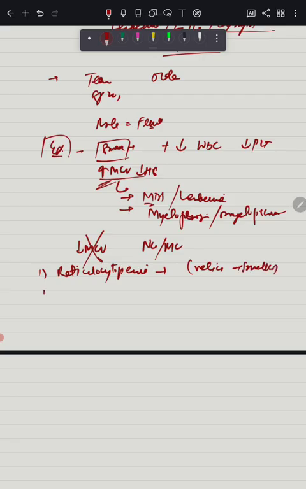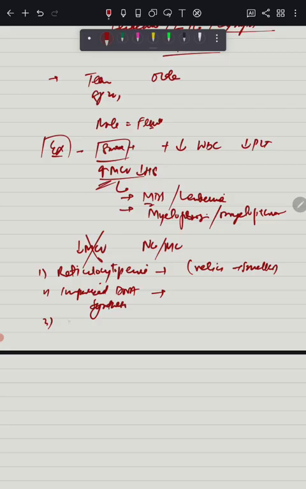Second is impaired DNA synthesis. In some cases, mild macrocytosis due to ineffective erythropoiesis. Third, it can be associated with B12 or folate deficiency, especially in long-standing marrow stress or poor nutrition.